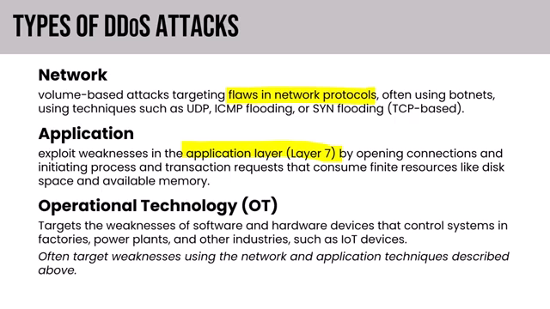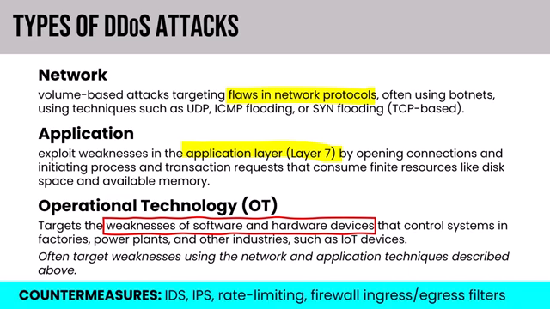We have operational technology, or OT, DDoS attacks. These target weaknesses of software and hardware devices that control systems in factories, power plants, and other industries like IoT devices. They often target weaknesses using network and application techniques that we described above in the other two. There are a few effective countermeasures to DDoS attacks. Intrusion detection and prevention, rate limiting, limiting the number of requests that can come to a system in a given period of time, firewall egress and ingress filters.